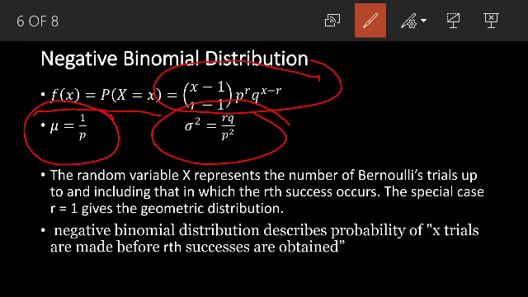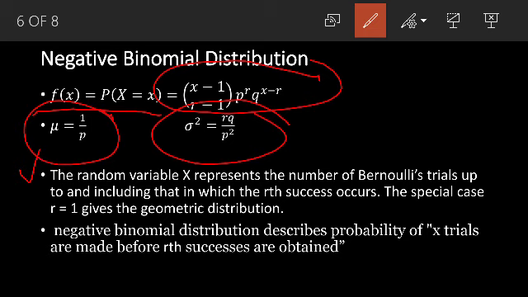Okay, and remember that the random variable x represents the number of Bernoulli trials up to and including that in which the rth success occurs. That is what x represents. The special case r equal to 1 gives the geometric distribution. In our previous video on geometric distribution, we said that it has to do with the first success. But in this case now it is the rth success. That means a number of successes under a Bernoulli trial.